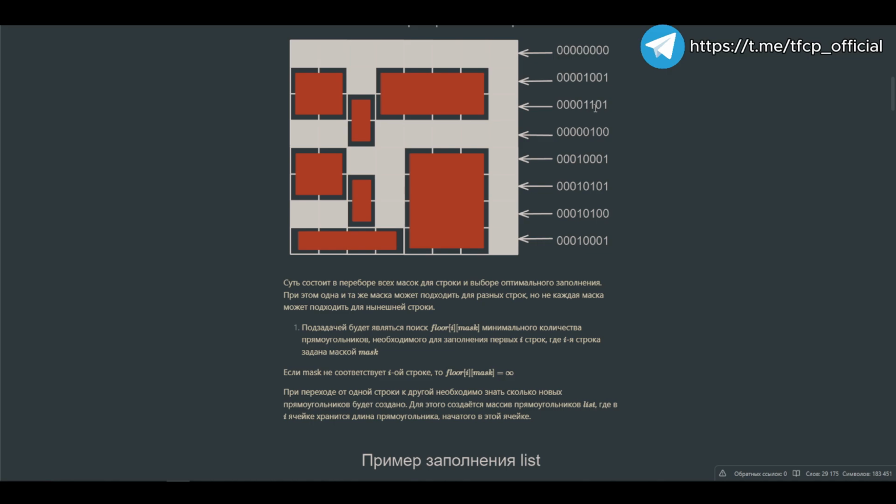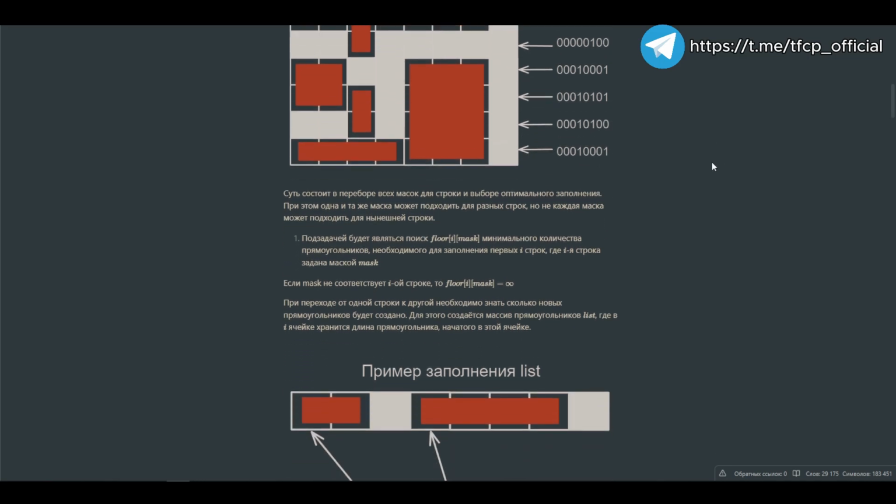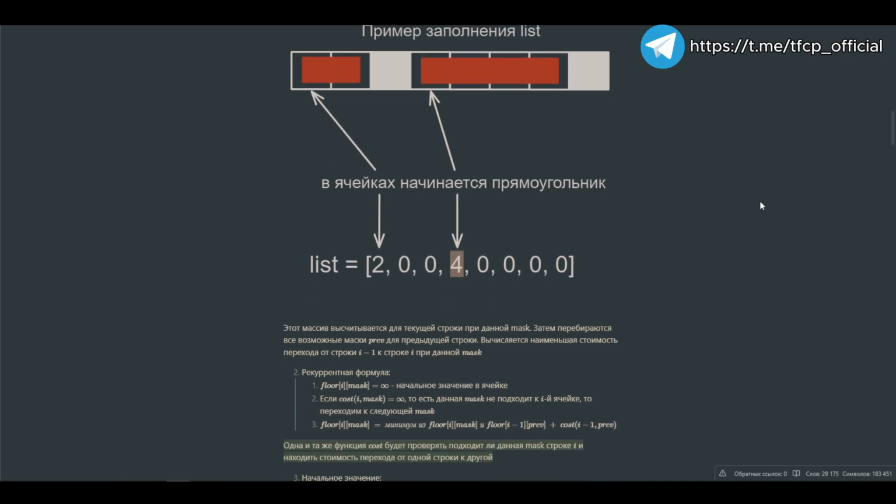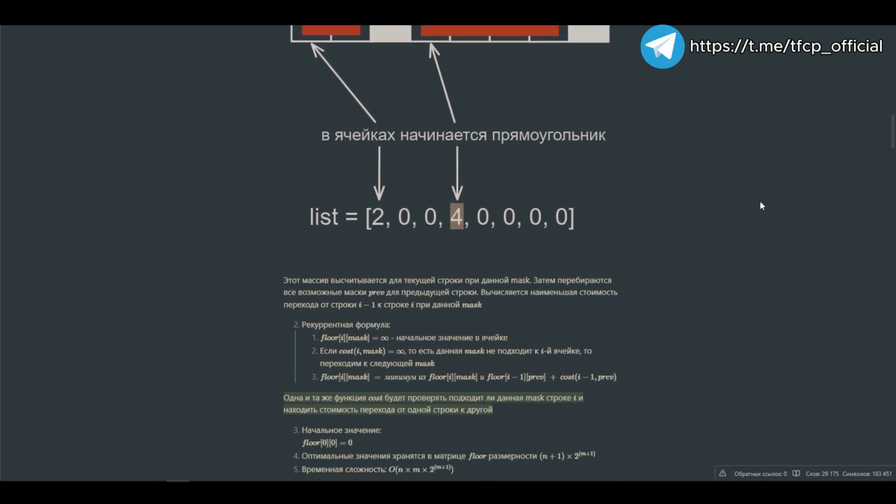Whether there are rectangles or not, if they match, it essentially means we do not add a new rectangle to the result. If they do not match, but the bit masks fit together, we look at where new rectangles will appear, how many there will be, and so on. And here is an example of how a sheet will be filled with such a row. That is, in position 0 we will store the number 2, and in position 3 there will be the number 4, specifically for these two rectangles. This array will be calculated for the current row with the given mask.